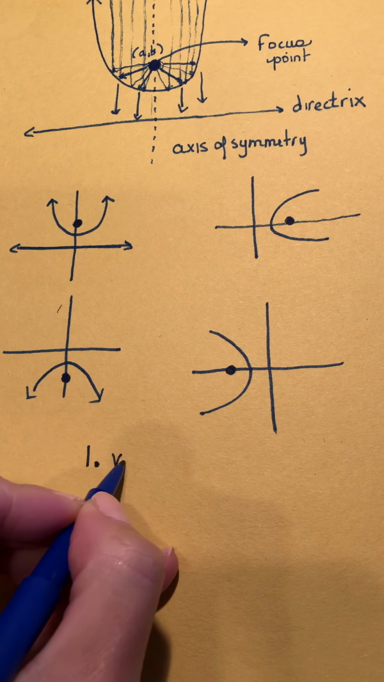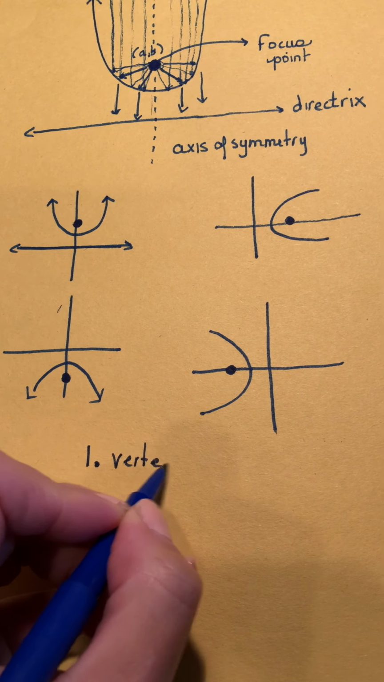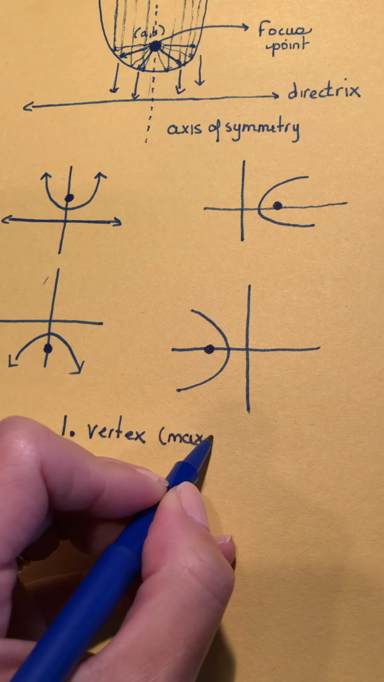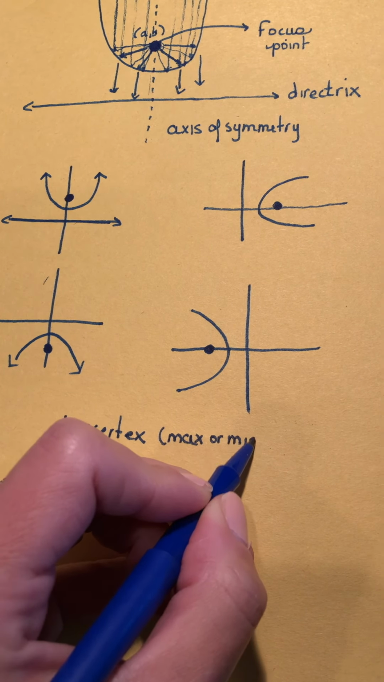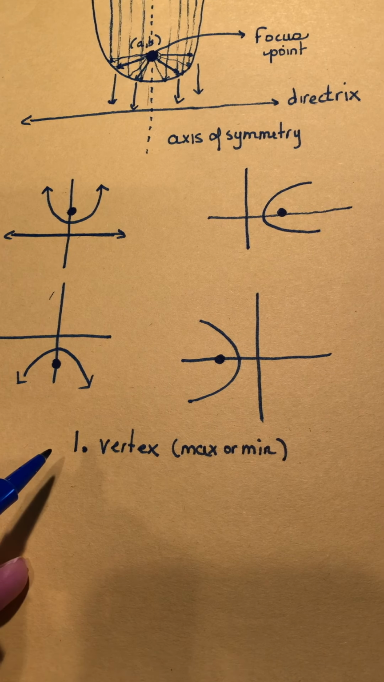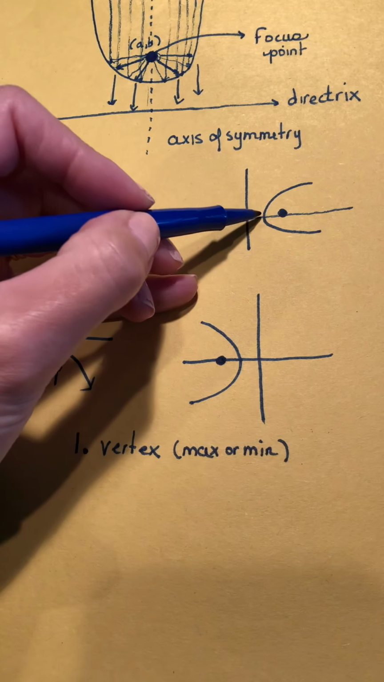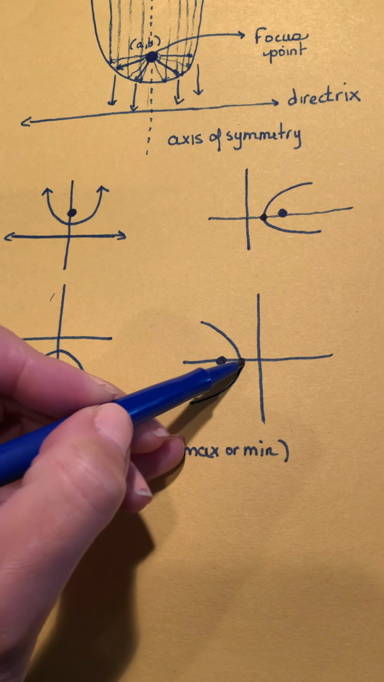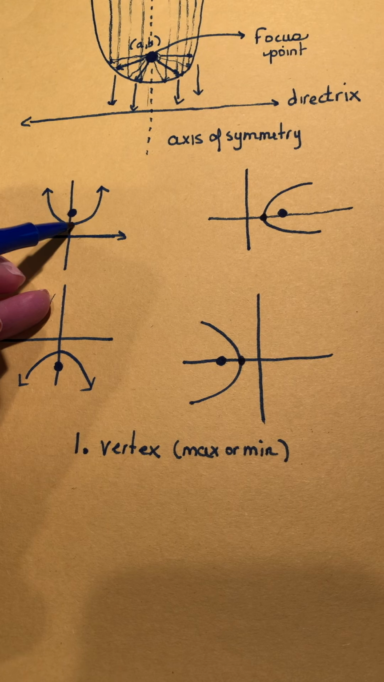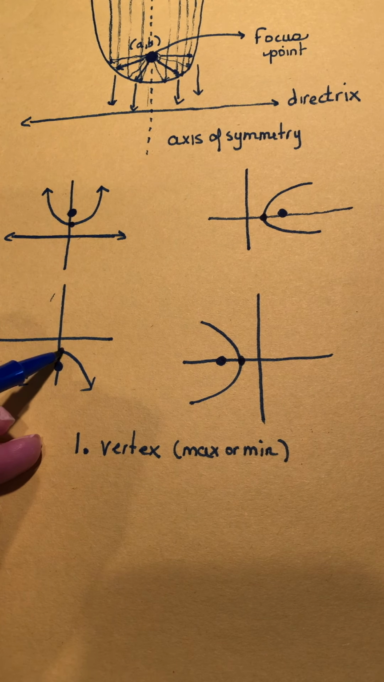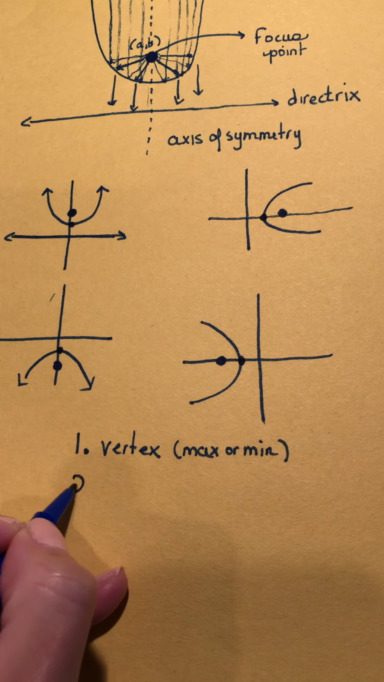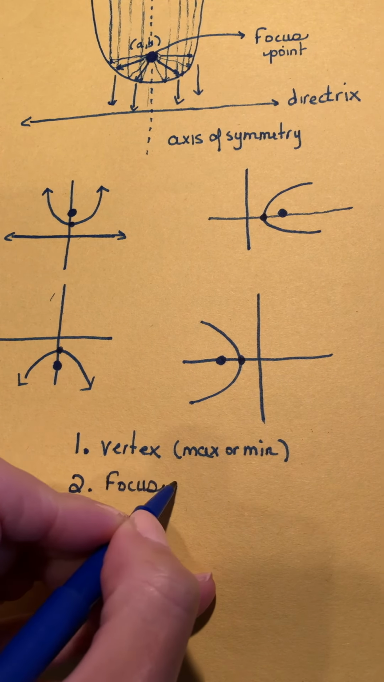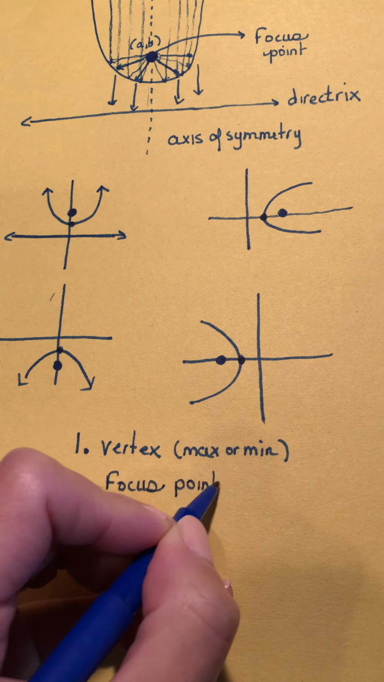The first thing they have is a vertex, and you know about that from Algebra 2. The vertex is really like a max or a min point. And if you're going sideways, right, your vertex would be here. And if you're going this way, your vertex would be here. Upward facing, here's my vertex. Downward facing, here's my vertex. All parabolas also have a focus point, and the focus point is always going to be inside the parabola.